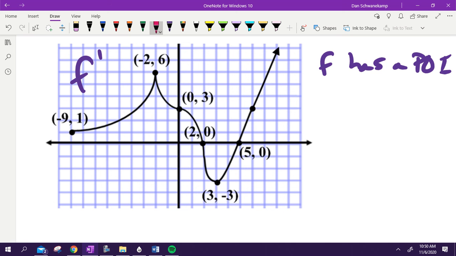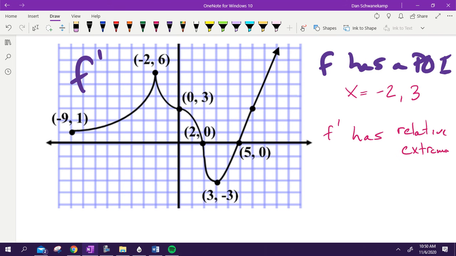Okay, we're not there yet. Oh, we're a lot of wrong. Jesse, where do you think there's a point of inflection? -2 and 3. What is your justification for a point of inflection? F prime has relative extrema. That is where a point of inflection happens on an f prime graph. Yes, sir.